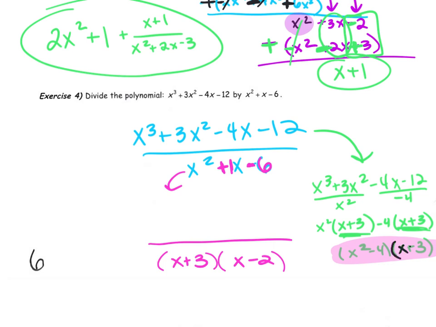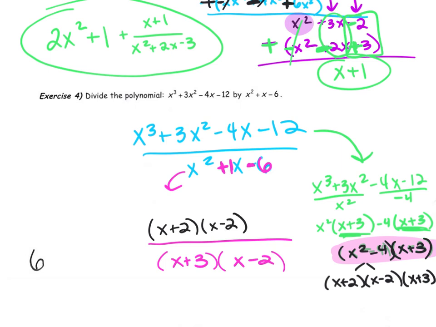Well, you can't factor the x plus 3. Can you factor this x squared minus 4? Yeah, this is a difference of squares. You'll have x plus 2 and x minus 2. And then this is x plus 3. Again, I'm just showing you another way that this could have been done.